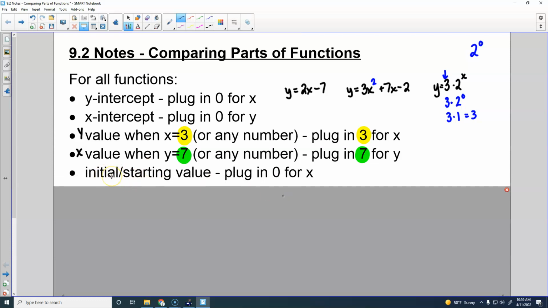This is really the same as the y-intercept, but if the question asks you for an initial or a starting value, you're going to plug in 0 for x. You might want to put right here that that'll give you your y-intercept. Alright, so if the question asks you for initial or a starting value, which it may do with really any type of function, it's more likely to be on exponentials, but it could be on any of them. You're looking for that y-intercept. Plug in 0 for your x.